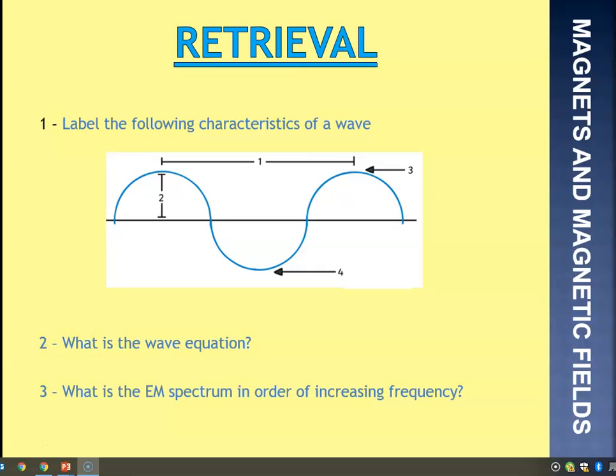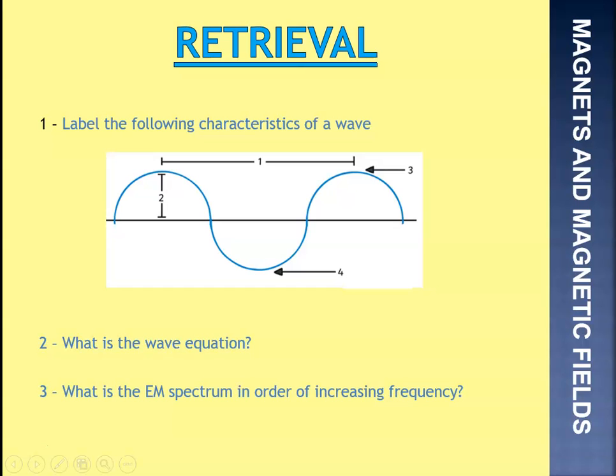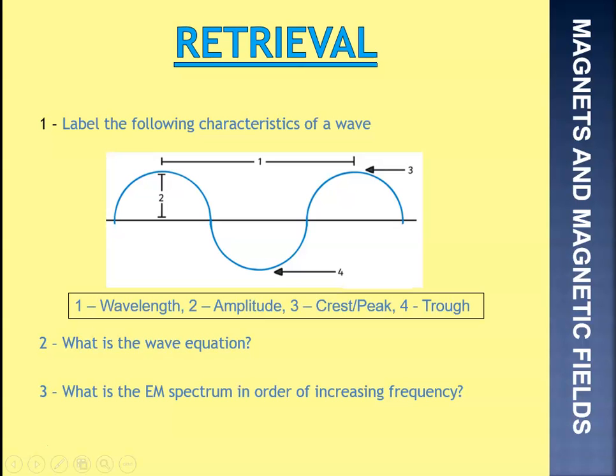Okay, so question 1 asks you to label the characteristics of a wave, and they're labelled 1, 2, 3 and 4. Number 1 is the wavelength. Number 2 would be the amplitude, the maximum disturbance of the wave. Number 3 is the crest, or you can sometimes call it the peak. And number 4 is the trough, the lowest part of the wave.